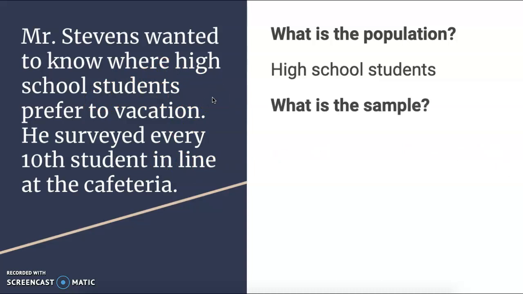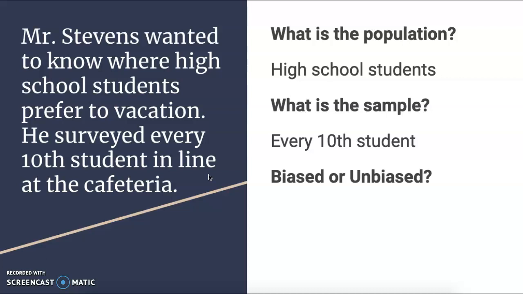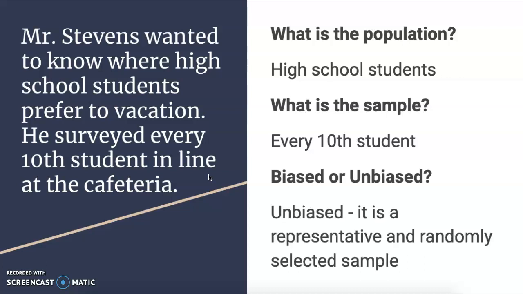Now, what is the sample? The sample is who he actually talked to. So he surveyed every 10th student in line at the cafeteria. So every 10th student is his sample. Is that biased or unbiased? Would using every 10th student in line at the cafeteria be a biased sample or an unbiased sample? That's unbiased because it's random. He's just going through that list like I mentioned, and the list is just the line at the cafeteria. He's picking every 10th student no matter who it is. So that's a randomly selected sample.